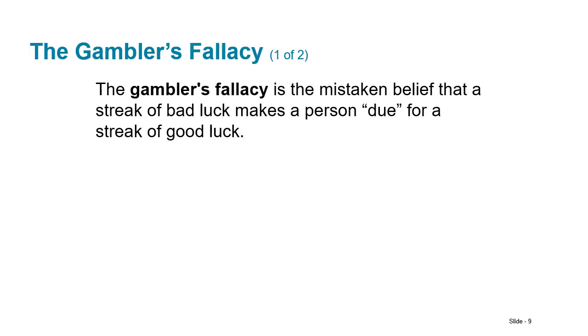Now, the gambler's fallacy comes from this idea of expected values and the law of large numbers. It's the mistaken belief that a streak of bad luck makes a person due for a streak of good luck, right? Because they know that in the long run, things need to average out.